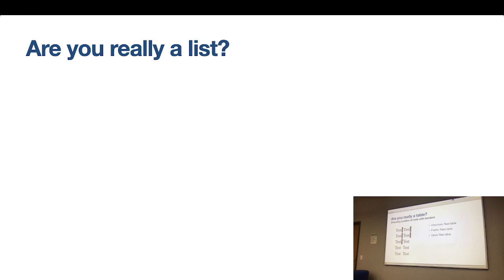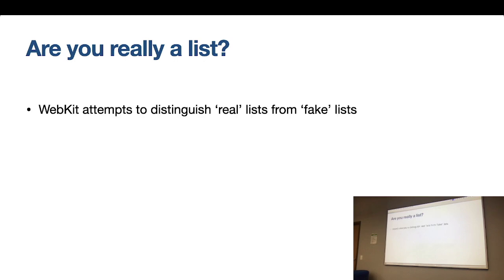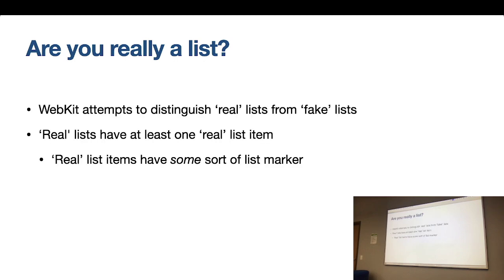WebKit tries to distinguish what a real list and a fake list is, right? And how does it do this? Real lists have quote unquote at least one real list item. And what this basically means is that a list item is real if it has some kind of bullet marker to the left of it or something that visually shows that it's a list item, right?